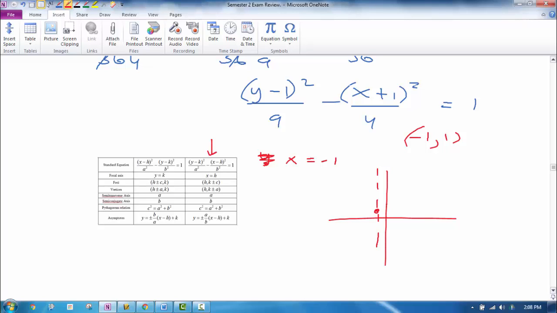And from there, you know that a is 3 and b is 2, and we can go up 3 because a is 3 to get to the vertices here, and down 3, 1, 2, 3, and then we go over 2 for b. And what that does for you then, if you make a box, the asymptotes for the hyperbola go through this box. So the asymptotes go like this.